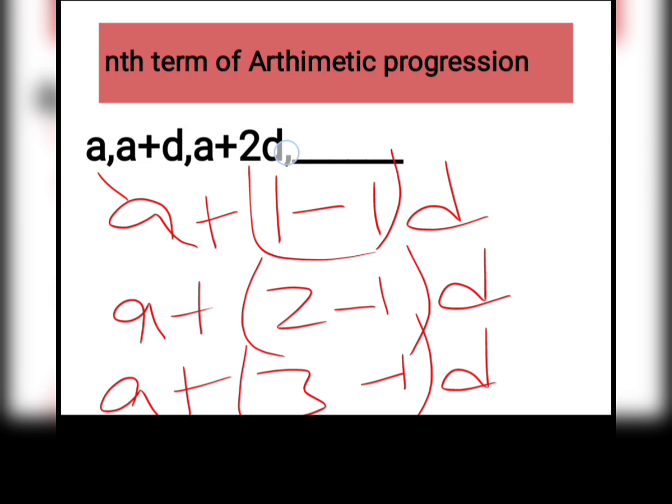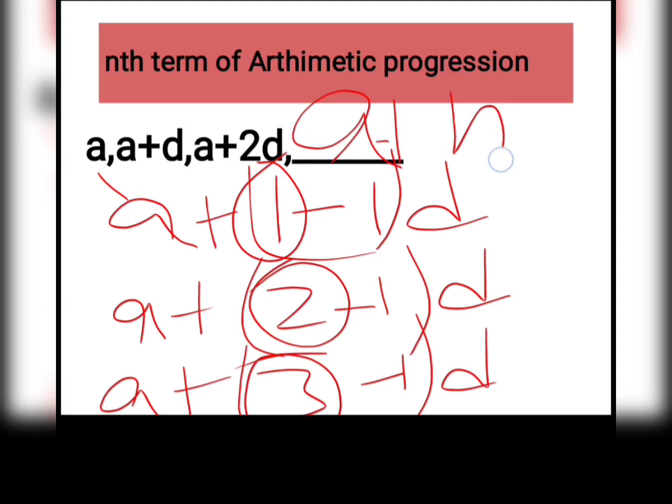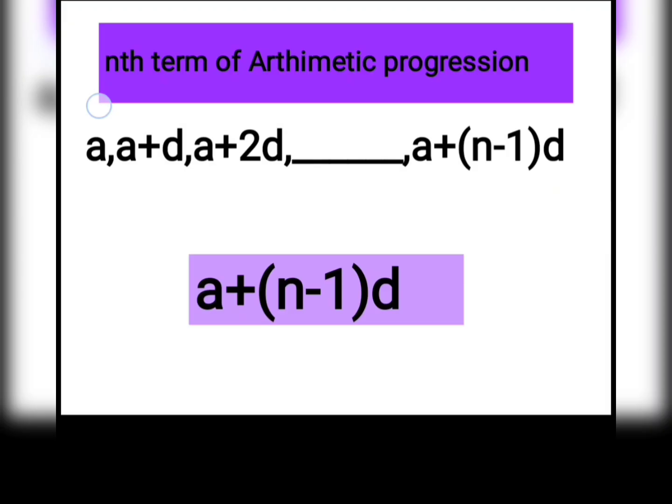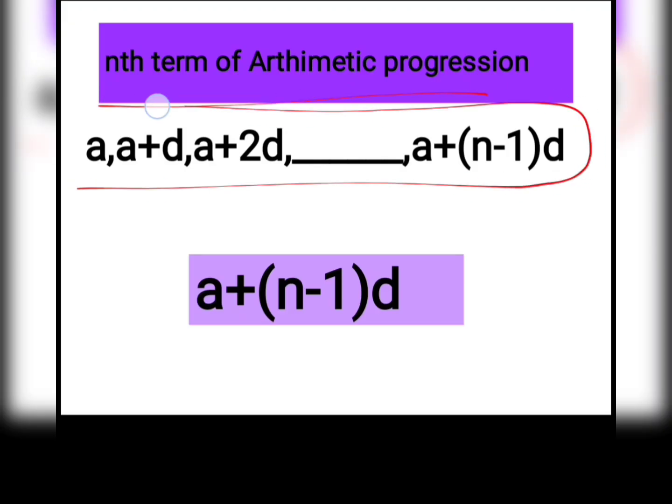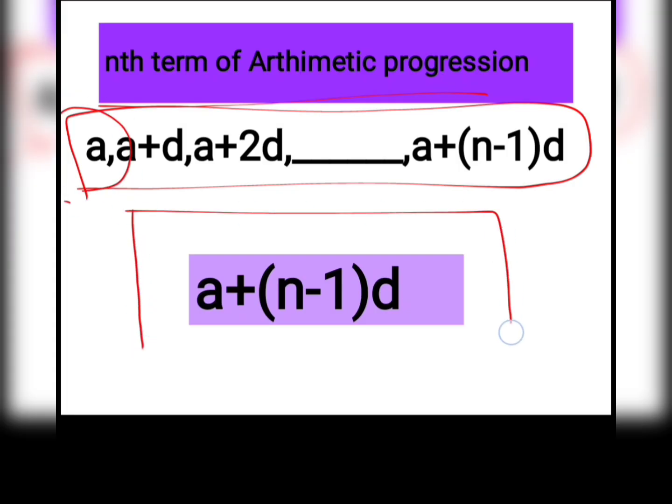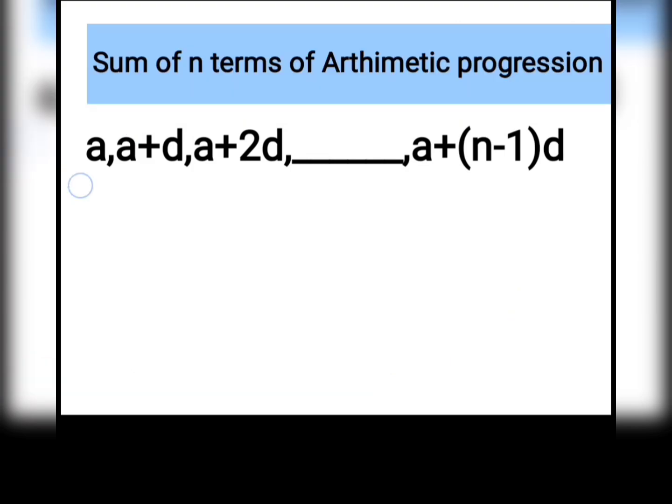Yes, for the first term you are getting 1 here, for the second term you are getting 2, and for the third you are getting 3. Similarly, for the nth term it will be a plus n minus 1 into d. The nth term of an arithmetic progression with common difference d and first term a is a plus n minus 1 into d. Then what is the sum of n terms?